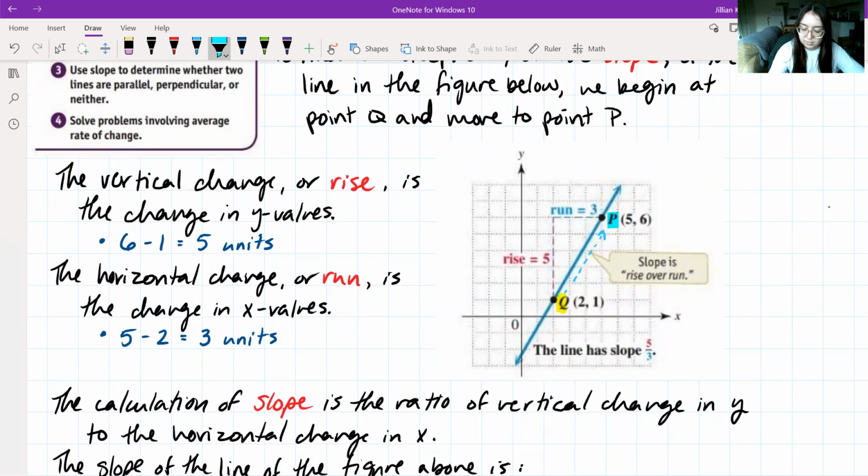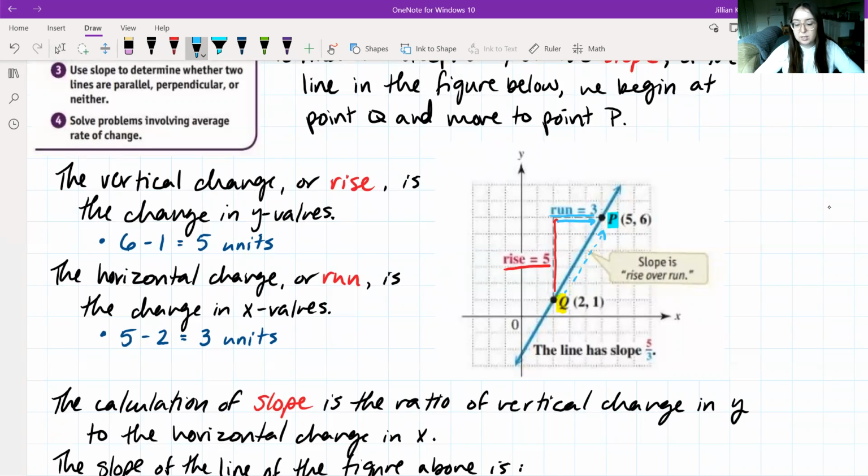The rise is equal to 5. This is our change in Y, starting from Q up to P there. We're rising 5 squares in this case. And our horizontal change, or our run, is the change in our X values. So our run is equal to 3. Our change in our X values there is equal to 3.